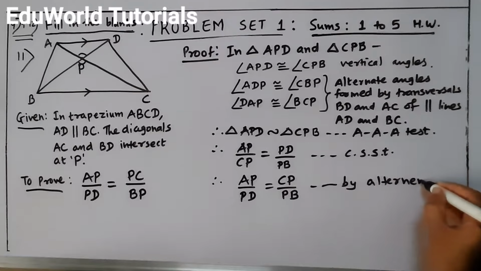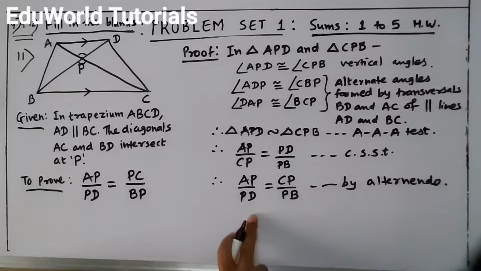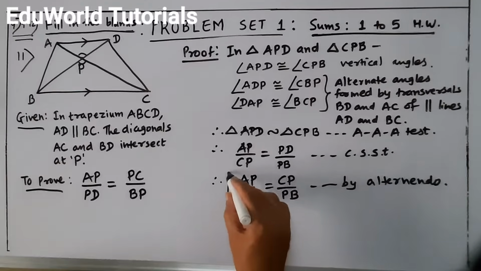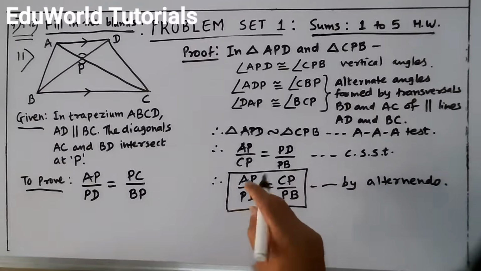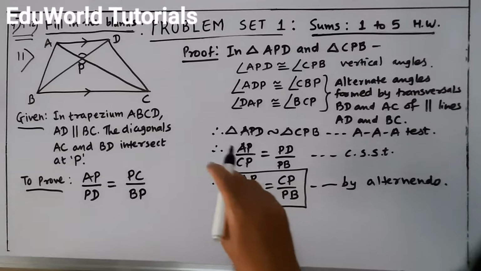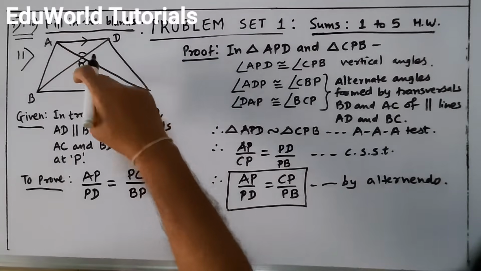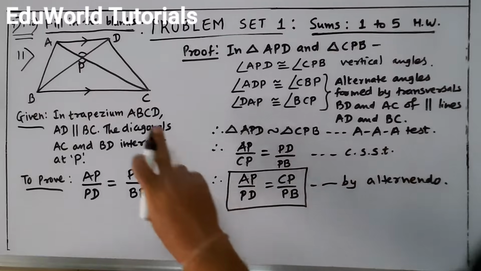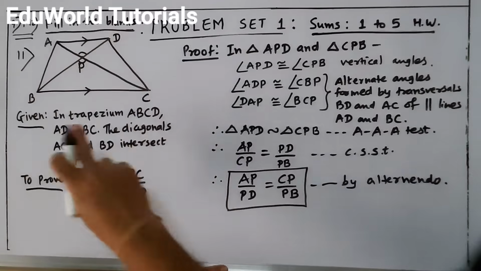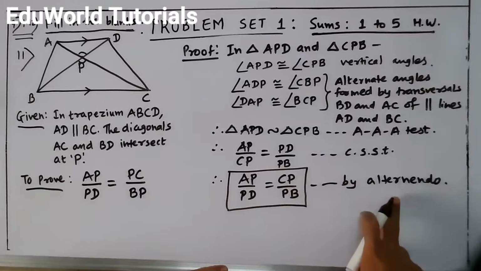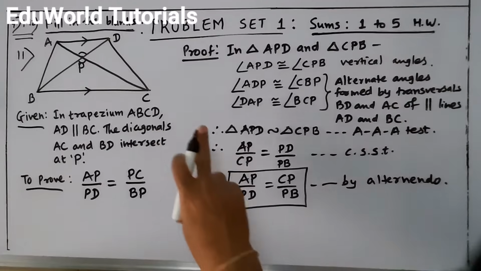Okay, it is again a property of 9th standard. So we got the required ratios to be equal. Understand? AP upon PD is equal to CP upon PB. So what to do? Prove the two triangles similar by AAA test and then write the ratio of the corresponding sides, and after that use the property of alternando to get the required proof.